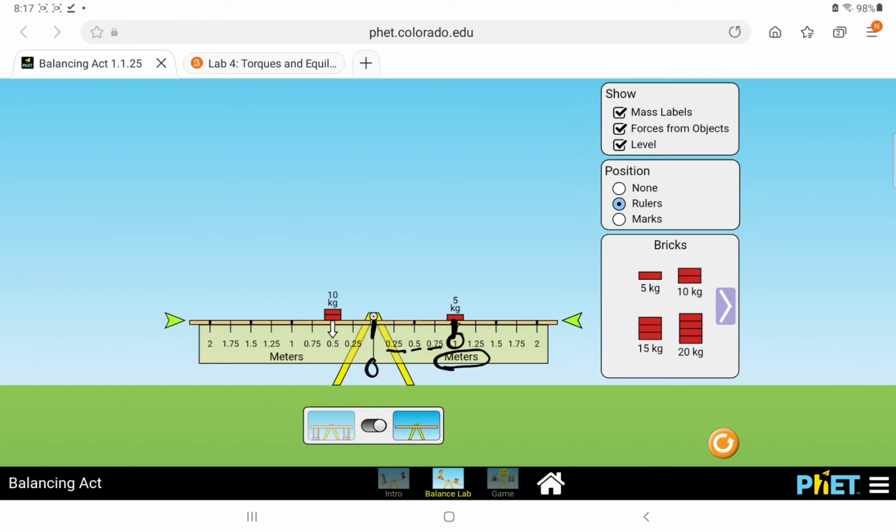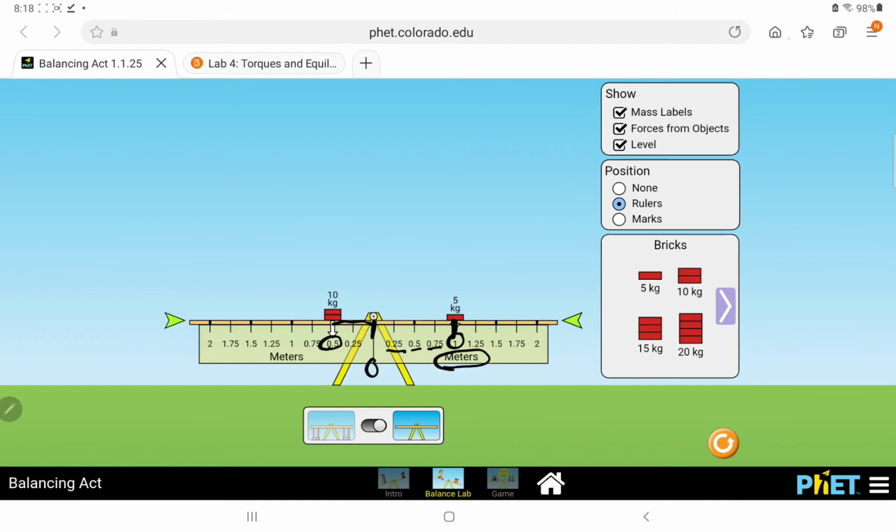Okay, so what is the distance from the center to the left? This distance is 0.5 meter. So units are in the SI system. Mass is measured in kilogram and distance is measured in meter, so we don't have to convert it into another system.